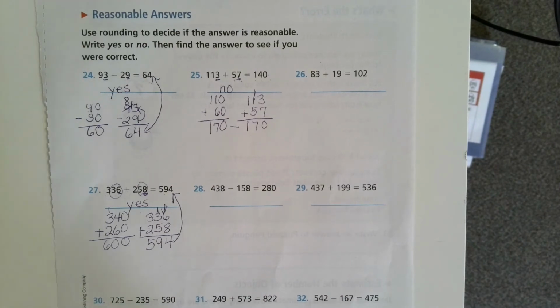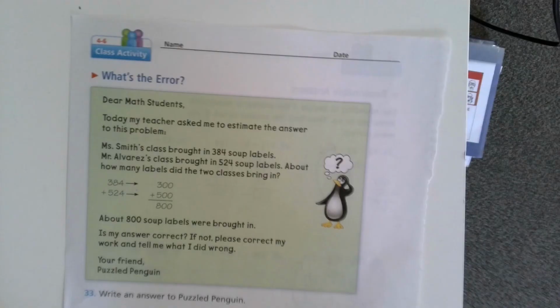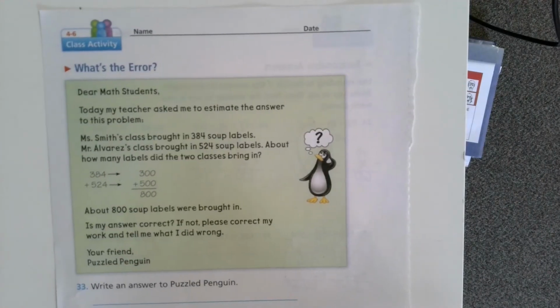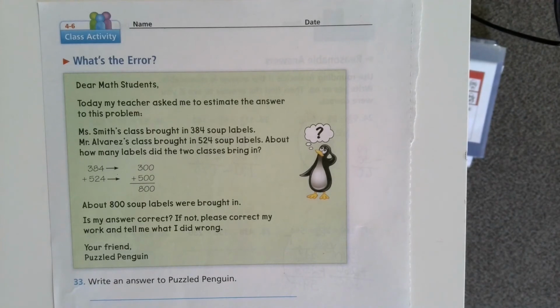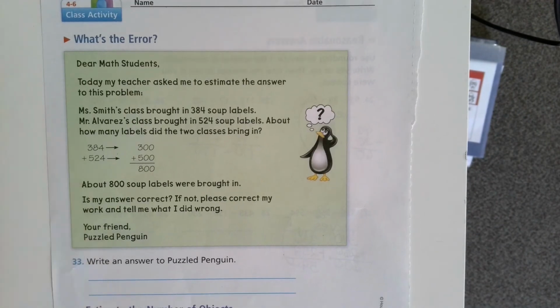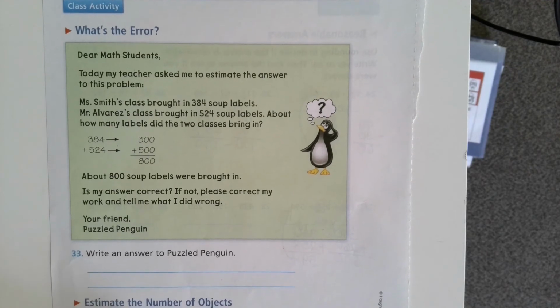Okay, then you're also going to see today a Puzzled Penguin. And I'm just going to read this to you. And I want you to think of it as an exit ticket. You know how I'm always asking for detail. The more information you give, the better people can understand your thinking. So here's the question. What's the error? I know Puzzled Penguin is always confused.